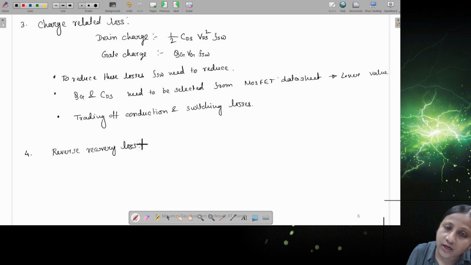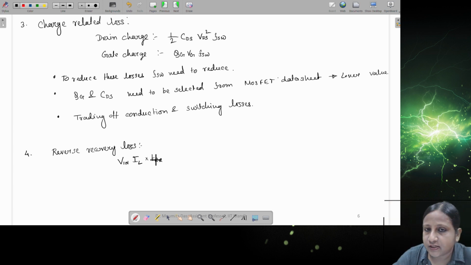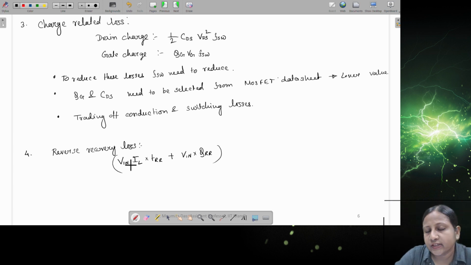The reverse recovery loss, how can we analyze it? Basically this can be analyzed as the input voltage multiplied by the inductor current multiplied by the reverse recovery time of the diode, plus the input voltage multiplied by the reverse recovery charge. These parameters tell us how much the reverse recovery loss will be in a particular converter if the diode is conducting. If the diode is not conducting, then we don't have to consider this reverse recovery loss.